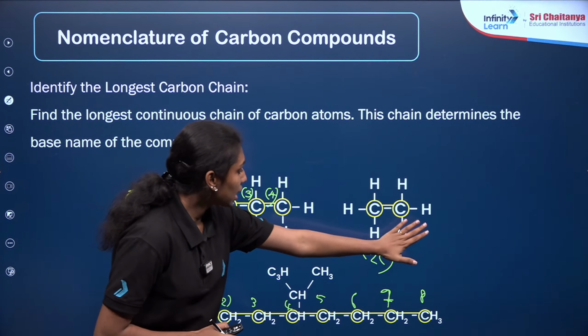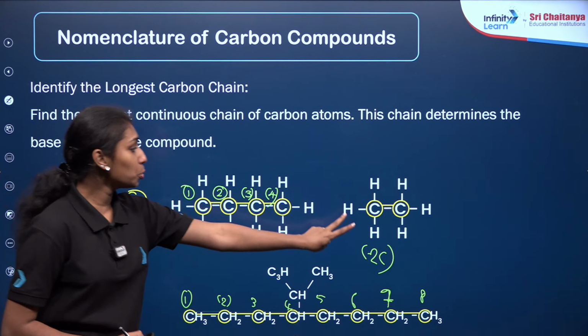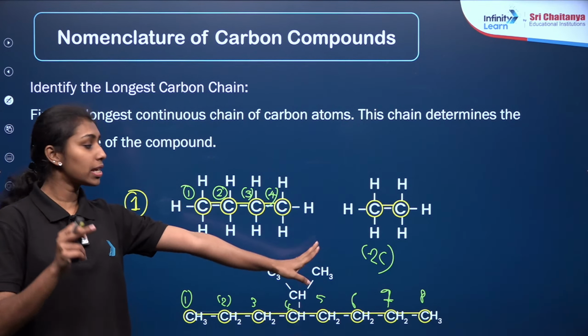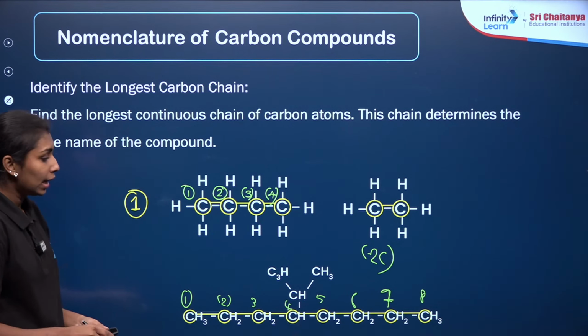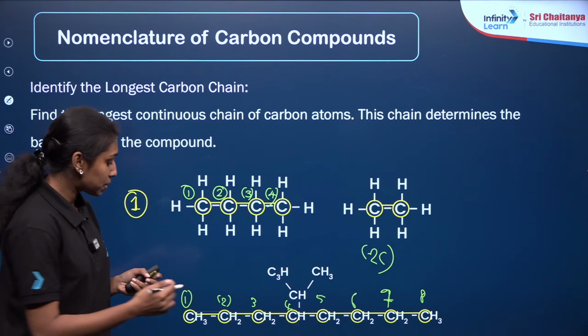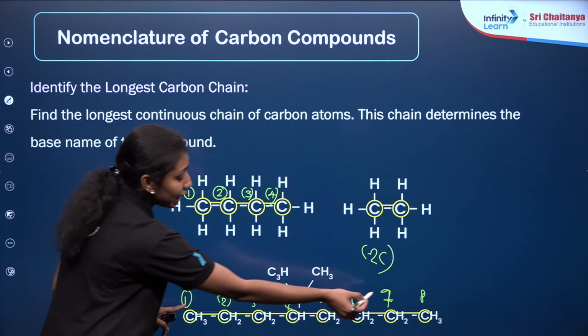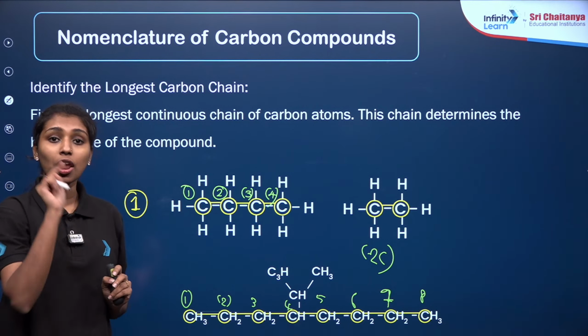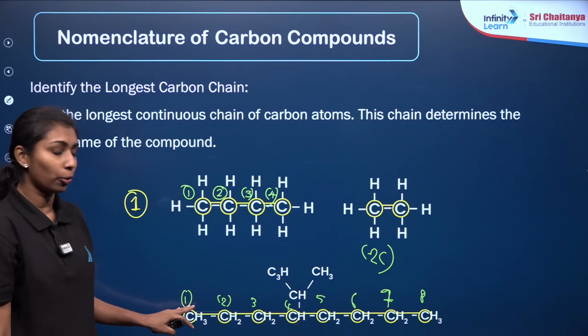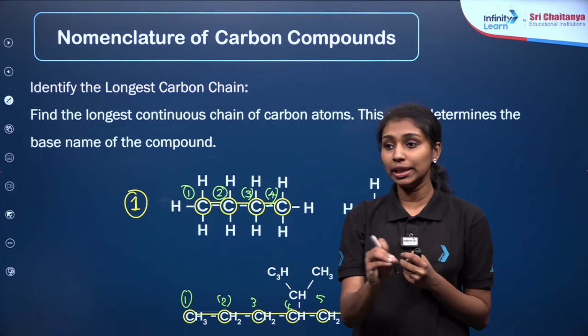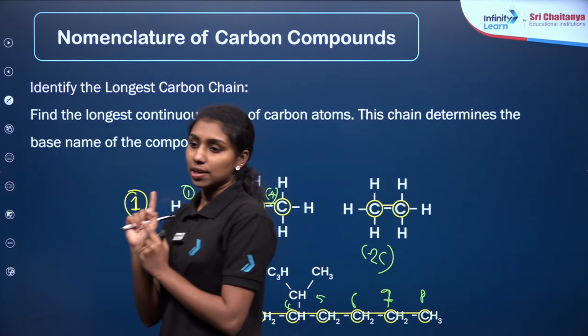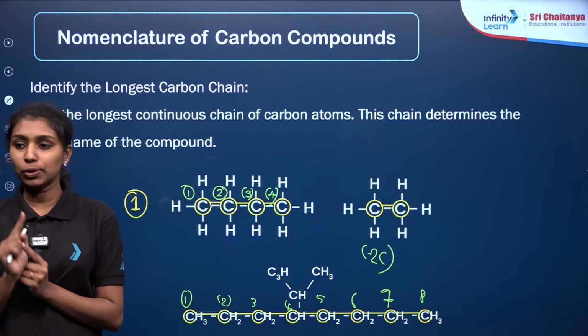Yes. Then if you are asking about the second compound, what are you observing? 2 carbon, right? That will be the longest chain in the second compound also. Then what are you observing here in the third compound? We need to find out the longest chain, right? So I am starting from here. It seems like an 8 carbon compound. That will be the longest chain in the case of this compound. So whenever you are asking about the IUPAC nomenclature of a compound, you need to find out the longest chain. Clear? This is our first step.